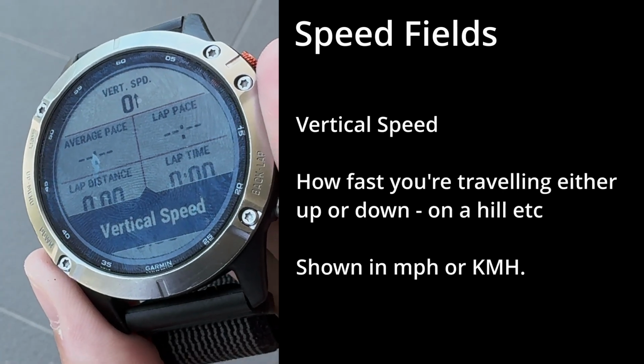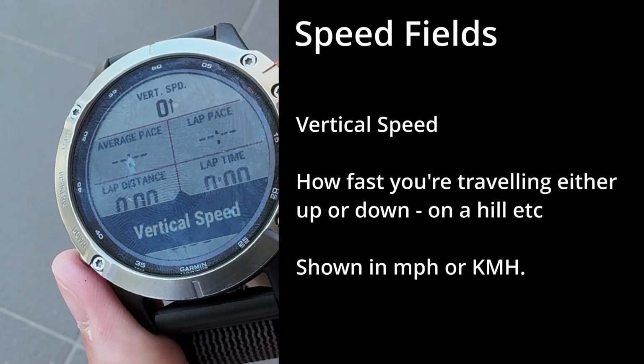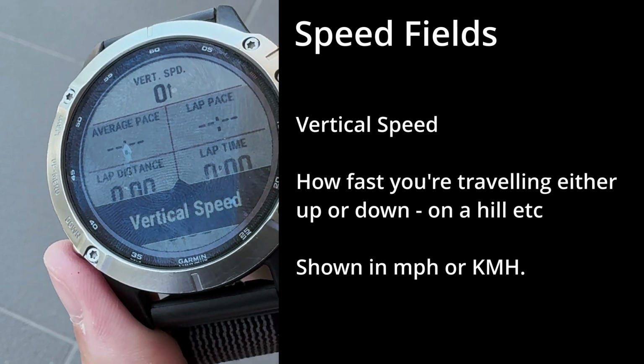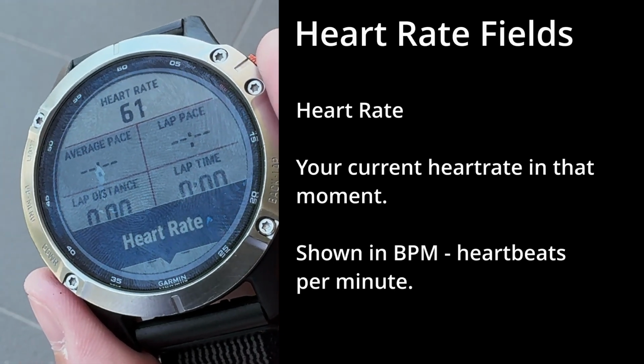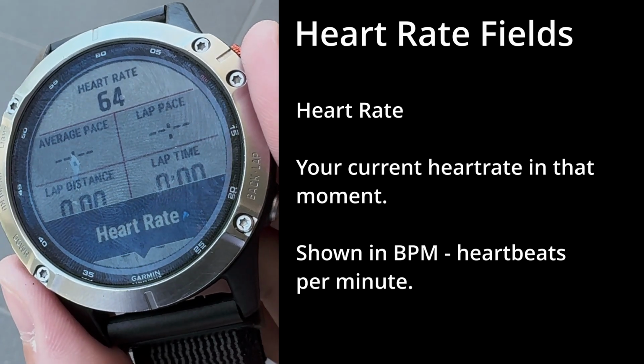Vertical speed, how fast you're traveling up or down. So if you're going up a hill, it's how fast you're traveling upwards. And again, back to speed, nice and easy. Heart rate fields, your current heart rate. So is your current heart rate in that moment.